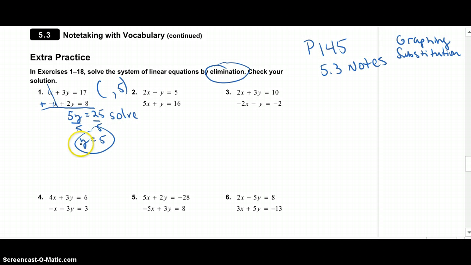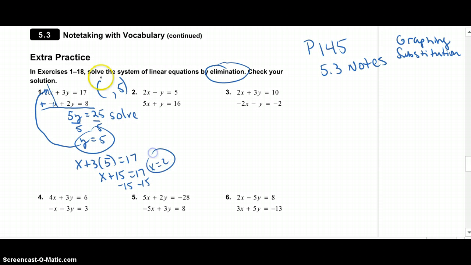We can take that and plug it into one of the equations. I'm just going to use the top one. It says x plus 3, but not y. We'll put in 5 equals 17. 3 times 5 is 15, and subtract it and get 2. And now we're finished.